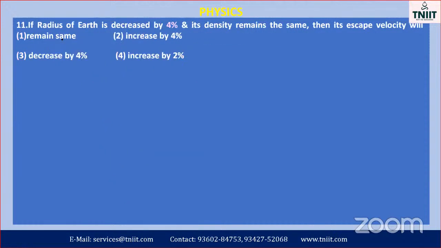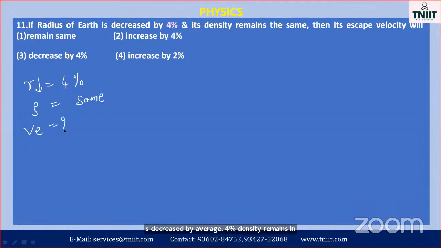Very nice problem. Actually, it is a very interesting one. Usually the students make mistakes in this type of problem. Now, the radius of the earth is decreased by 4%. Density remains the same. What is the escape velocity? Now they are asking how the escape velocity will change.